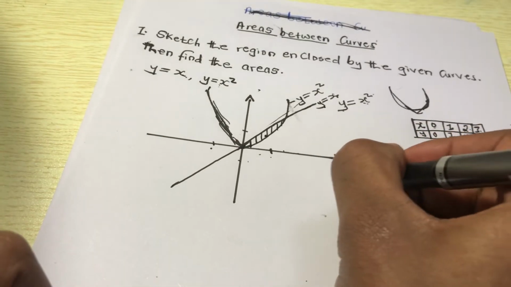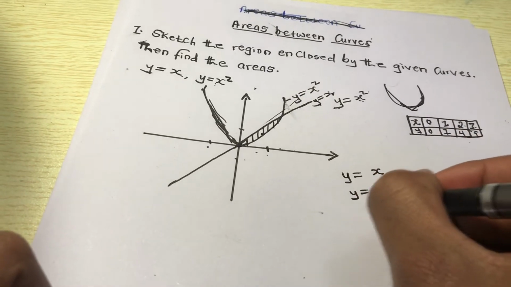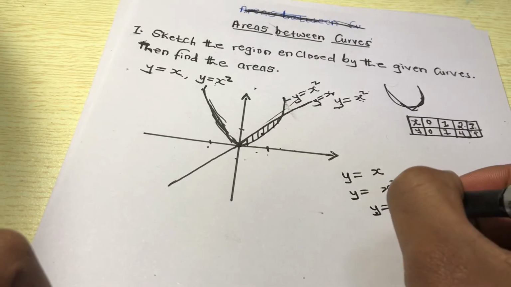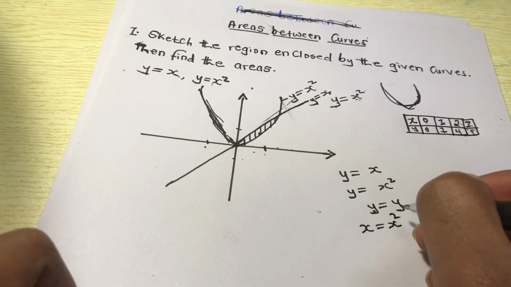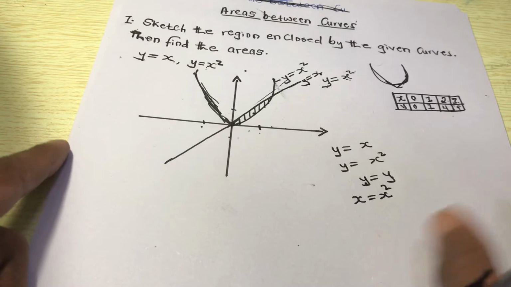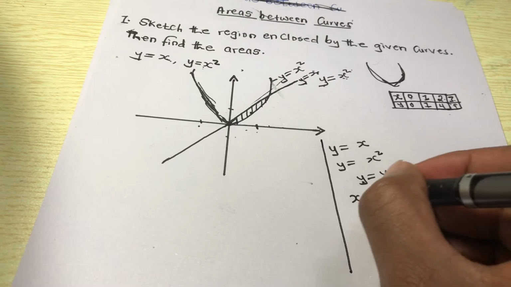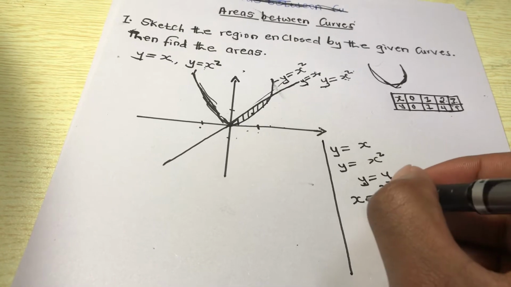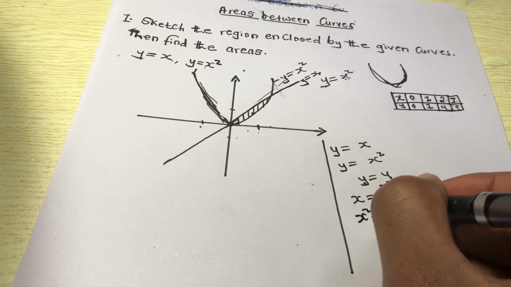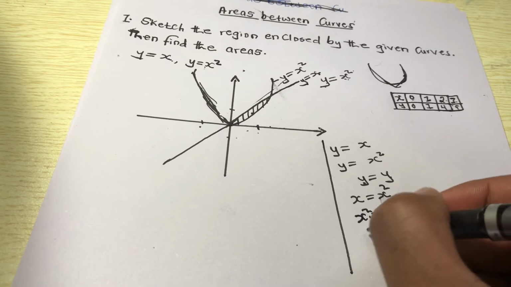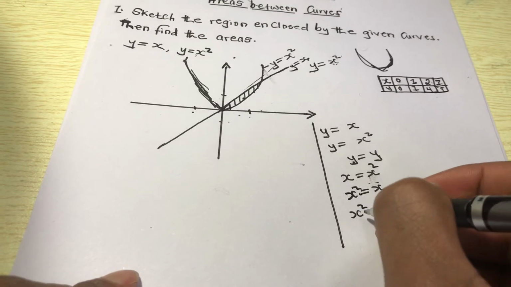We have y is equal to x, and again we have y is equal to x squared. We know that y is equal to y because y doesn't change. That means x is equal to x squared here. So if x is equal to x squared, we can find the value of x. Take this x to the other side: x squared minus x is equal to 0. So we need to find the value of x in here.